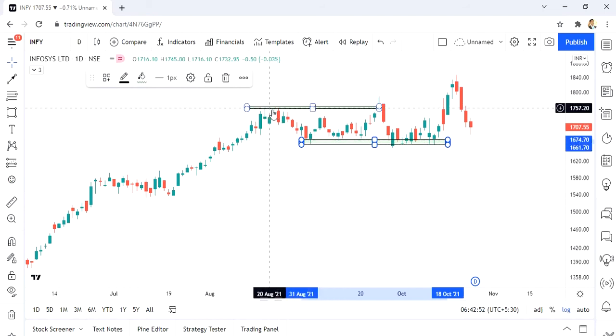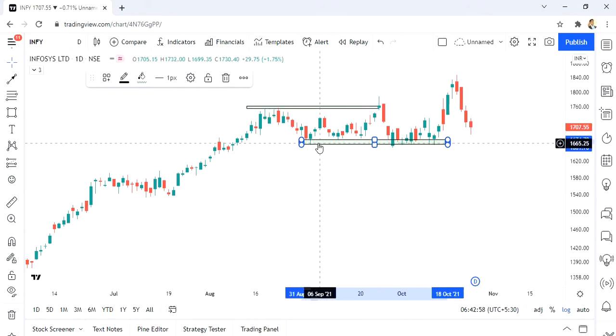You see here, I've taken a few wicks here to figure out my resistance zone. I've taken a few wicks down here. Sometimes you don't have a wick, so you can draw it from the body also. That's not a problem at all. So you have taken this zone.